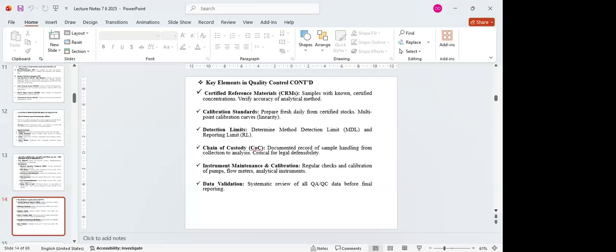Now, the other one is data validation, which is the systematic review of all the QA/QC data before final reporting. You have to make sure that what you are reporting is the correct, accurate thing. For example, you don't approximate your decimals from the first stage of input. If there is need for that, it usually comes at the tail end of input. These are some of the things that generate controversies and then require revalidation.